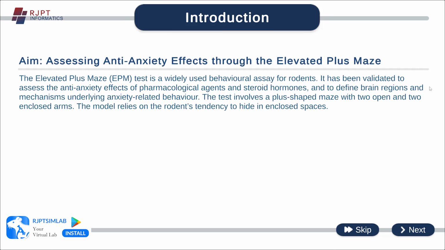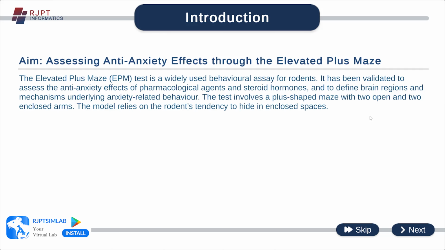As we know, rodents like to hide in enclosed or dark spaces. They hide in holes and spaces between objects, which are dark and enclosed, so they have a tendency to hide in such places. So we use this tendency to understand the anxiety effects, and then we address them with anti-anxiety drugs and study the effects of those drugs.